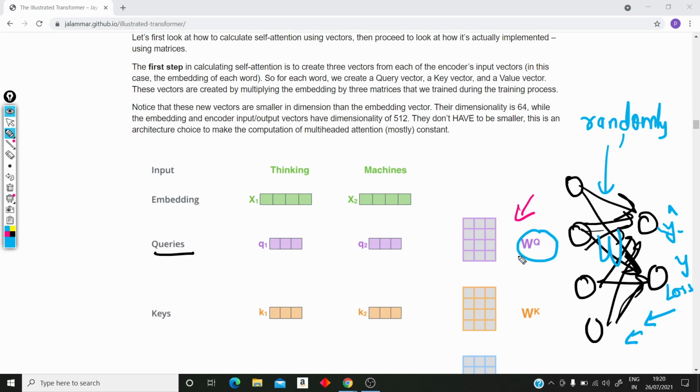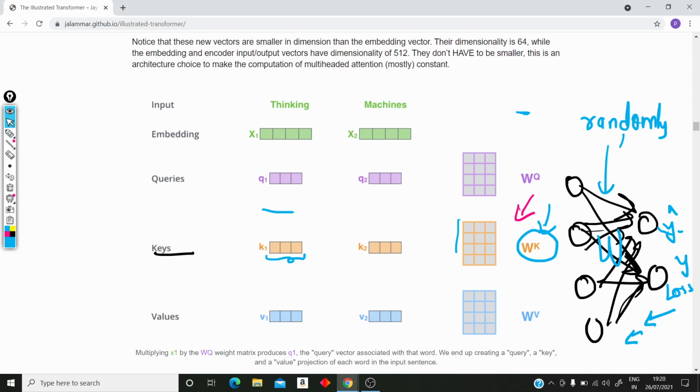Initially it will be random, but after the loss, this neural network will learn and adjust these weights W, our loss will be minimized at the end, and we'll get better values of the W matrix. So firstly, we are multiplying x1 with this W and we are getting something like this. You can see the dimensionality is 64, and here we are actually getting three things.